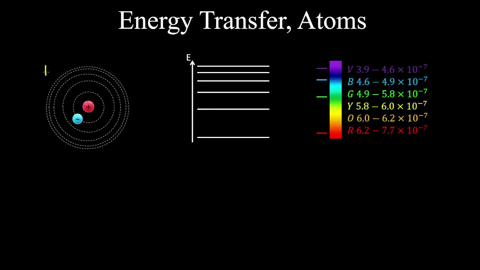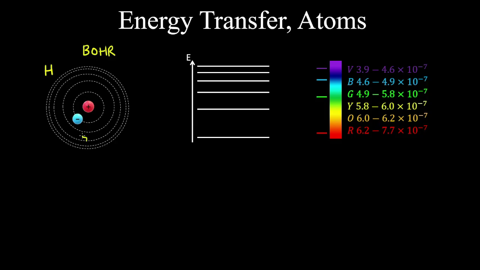Consider a hydrogen atom, which is modelled by a nucleus containing a proton and an electron orbiting the nucleus like the planets orbit the Sun. So this is our Bohr model. And we saw that energy transfer occurs when photons are absorbed or emitted by an atom.